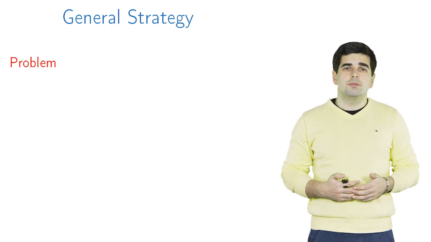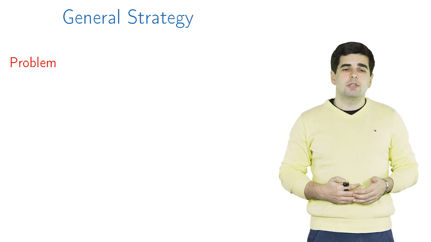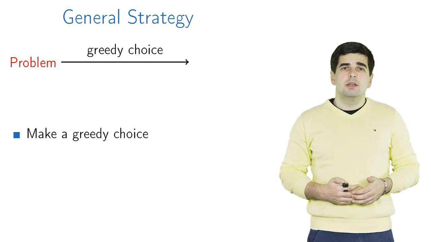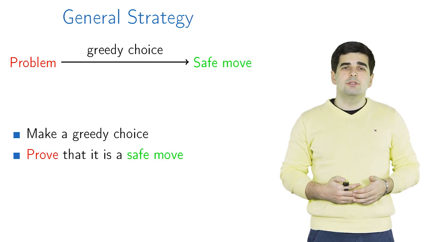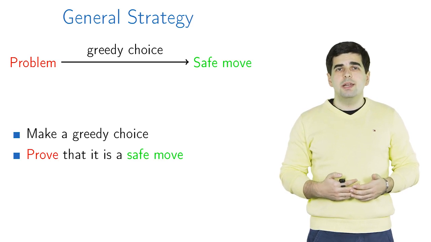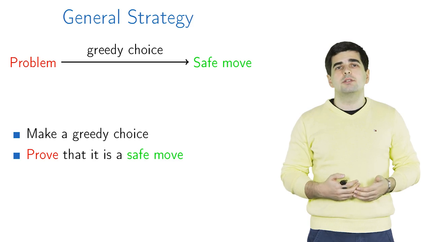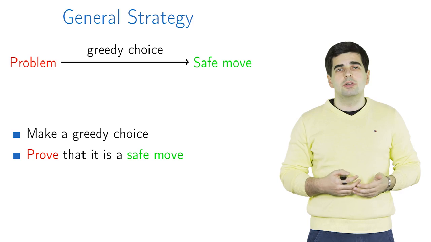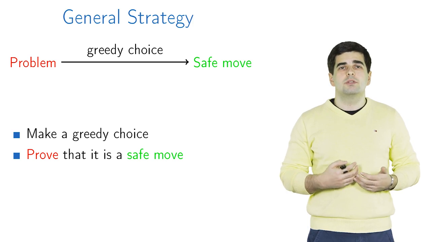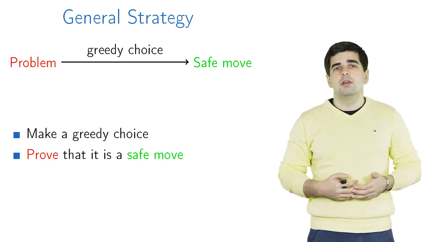Now, the general strategy of solving a problem goes like this. First, you analyze the problem and you come up with some greedy choice. And then the key thing is to prove that this greedy choice is a safe move. And you really have to prove it, because otherwise you can come up with some greedy choice and then come up with a greedy algorithm and then even implement it and test it and try to submit it in the system, only to learn that the algorithm is incorrect, because the first move is actually not a safe move, and there are cases in which this first move is not consistent with any optimal solution.